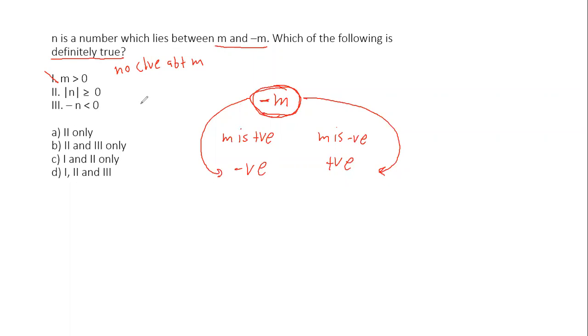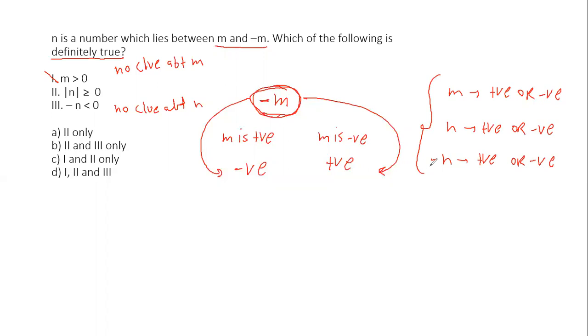Similarly, if I have no clue about m and n is a number which lies between m and minus m, I really have no clue about n. So m could very well be positive or negative, similarly n could very well be positive or negative, and hence minus n could also be positive or negative. So I really have no clue regarding m or n. So the first and third statements do not make any sense. They straight away get cancelled out.